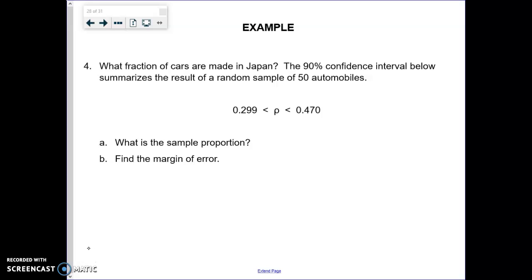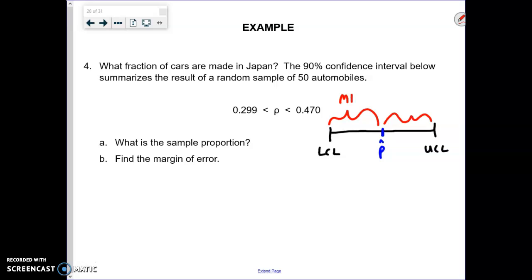Now remember, ladies and gentlemen, and I'm going to draw this up here, that here's your lower confidence limit, your upper confidence limit, and what lies smack dab in the middle of that? Well, it's your point estimate, your sample proportion. And then the distance of that sample proportion to the upper and lower confidence limits is your margin of error.